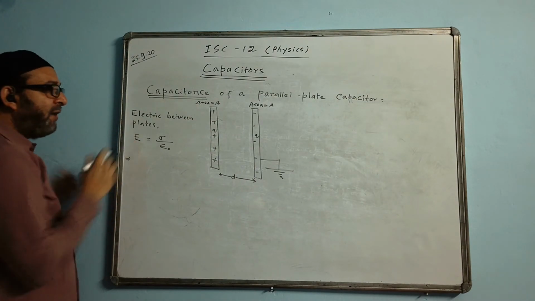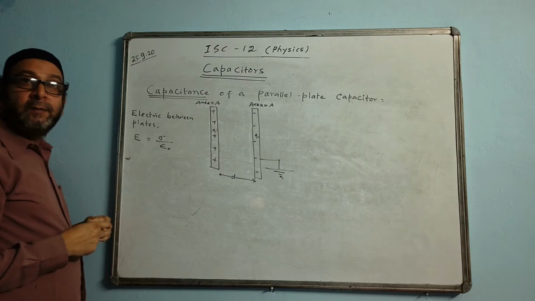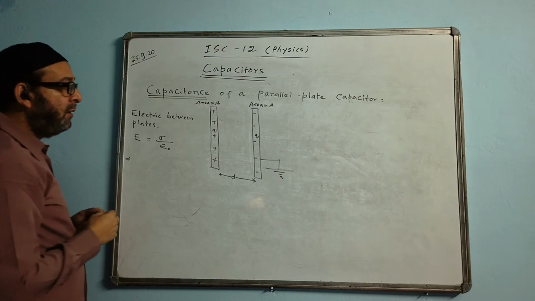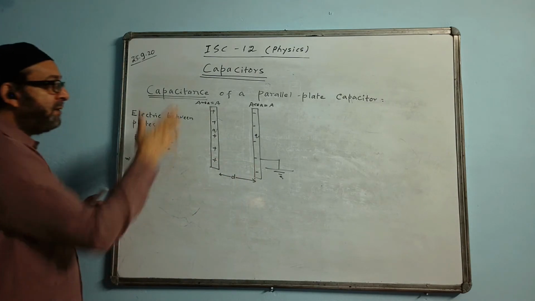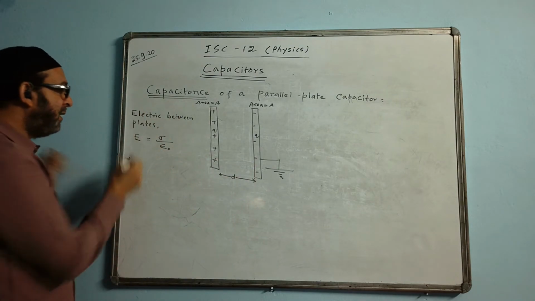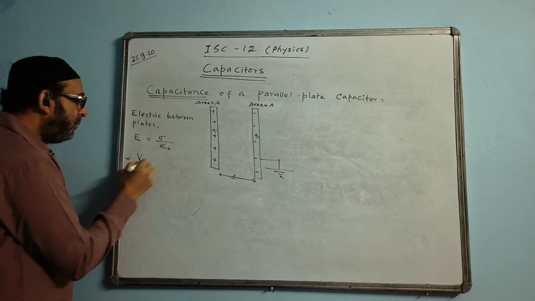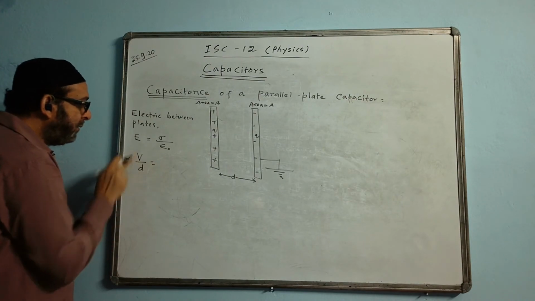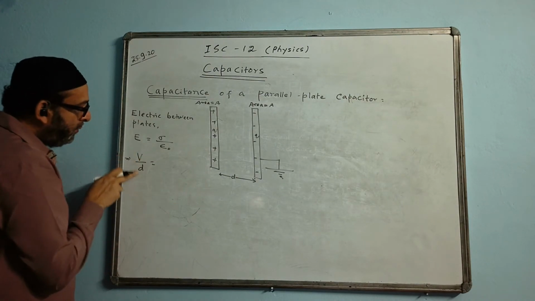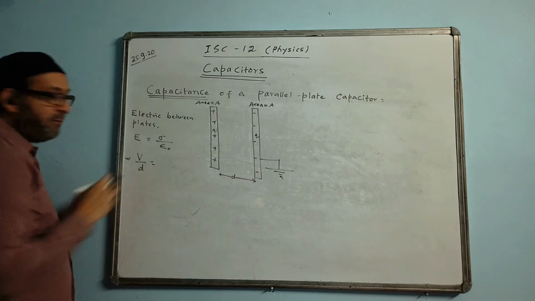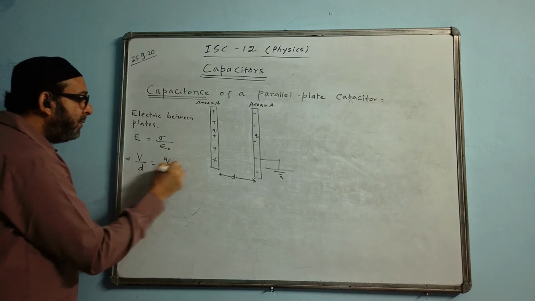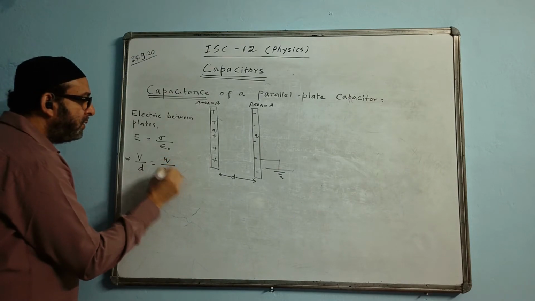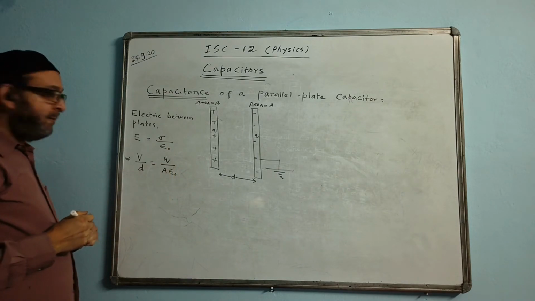What is the other formula of electric field? Electric field we say is volt per meter, the other unit. The voltage given between the two plates, volt means the potential or potential difference, will be equal to V upon the distance d, volt per meter. E equals V by d. And the sigma value right here is Q by A, charge upon area.